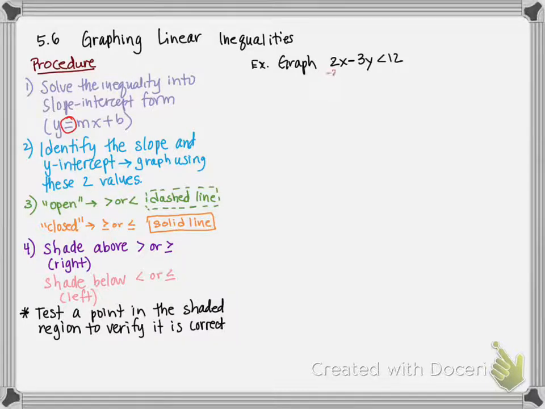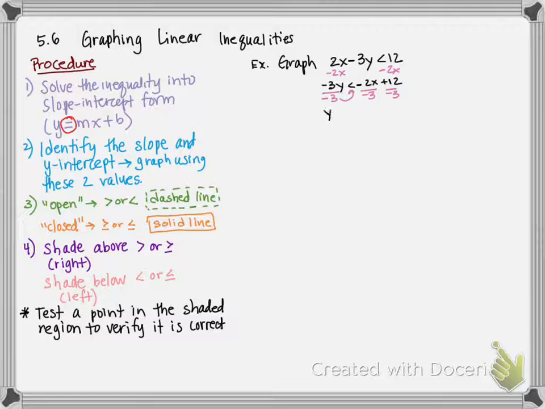So we're going to go ahead and subtract 2x from both sides. That's going to give me negative 3y is less than negative 2x plus 12. And then we're going to divide everything by negative 3. Okay. And that's going to give us, ooh, look at that. Divided by a negative.